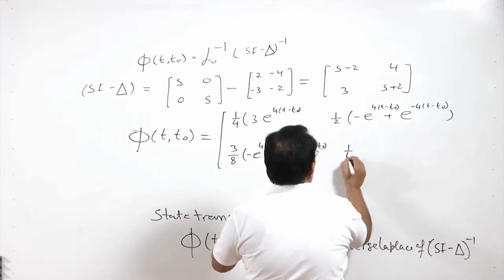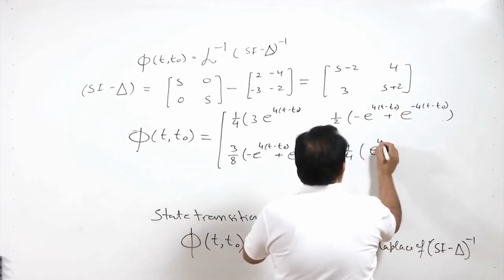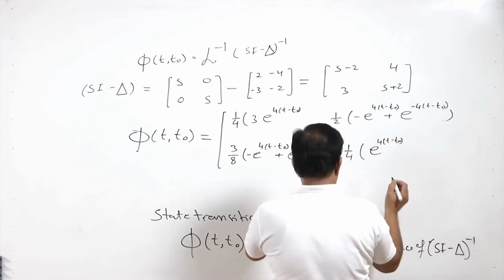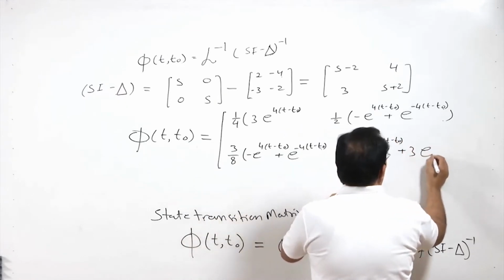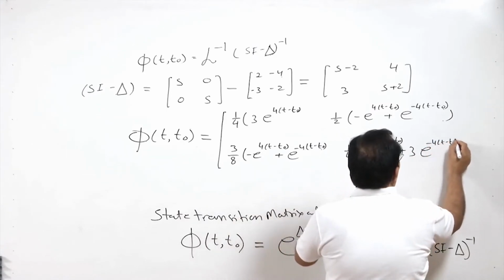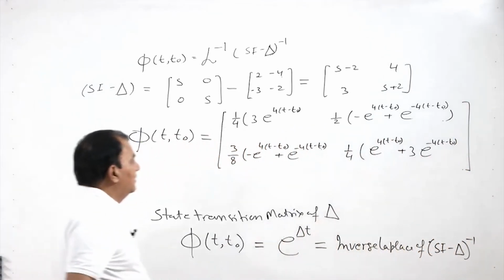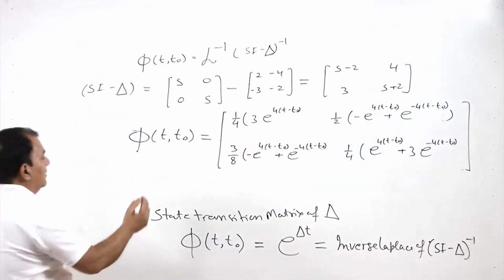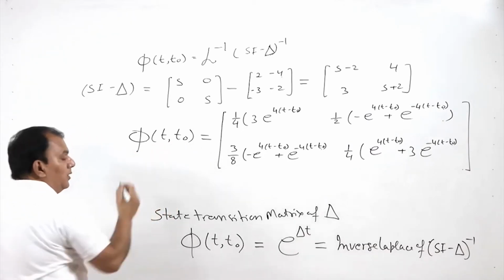The second element is 1 by 4, e to the power 4 t minus t naught plus 3 e to the power minus 4 t minus t naught. So, this is my state transition matrix when we are evaluating it from t0 to t.